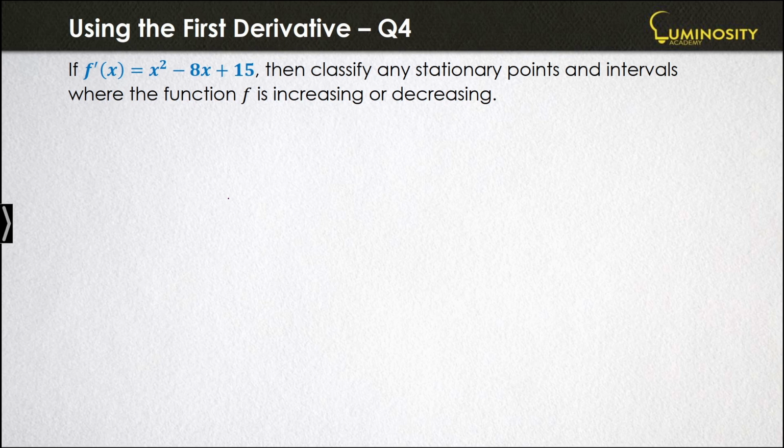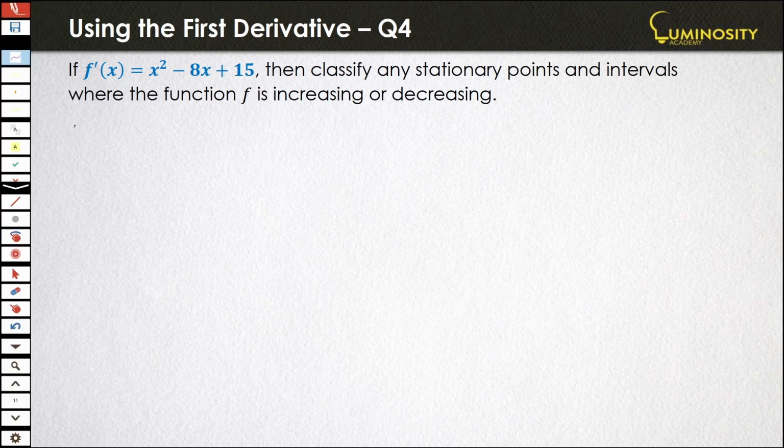Let's have a look at question 4. Again, we're given f prime of x, so we're given the derivative of a function f, and that derivative is equal to x squared minus 8x plus 15. Again, we want to classify any stationary points and intervals where the function f is increasing or decreasing.